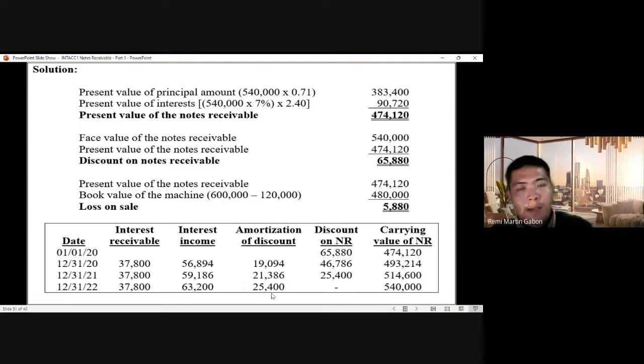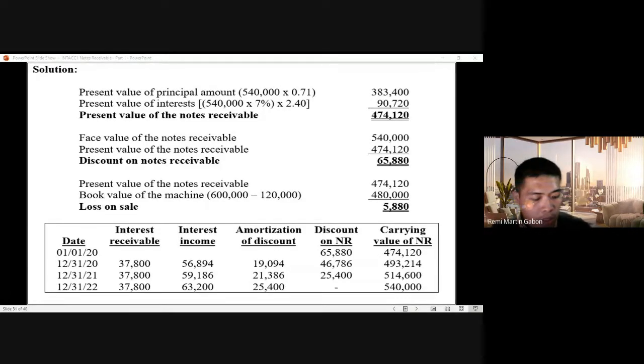Then 21,386 is deducted from 46,786. The result is 25,400. Then go back to the discount amortization of 21,386 and add it to 493,214. The result is 514,600. From 514,600, I advise to stop the process.